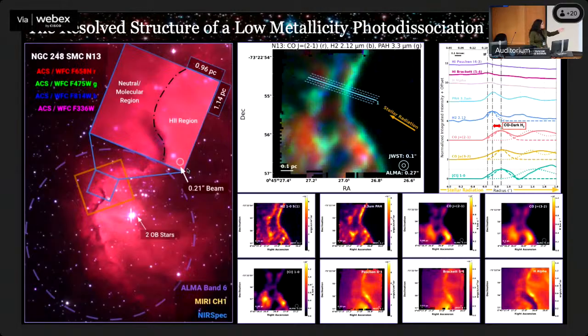And we actually find that for the SMC at this low metallicity, we have 5 times more CO-dark gas than with a galactic PDR of the same parameters. So if you're interested in this work or YSOs, we have a YSO in this region as well, or you just want to look at some nice resolved maps of PDRs, please come see me in the cafeteria. So, thank you.